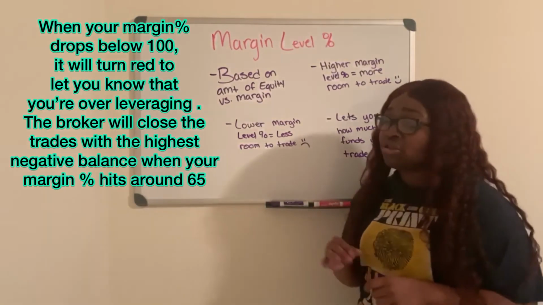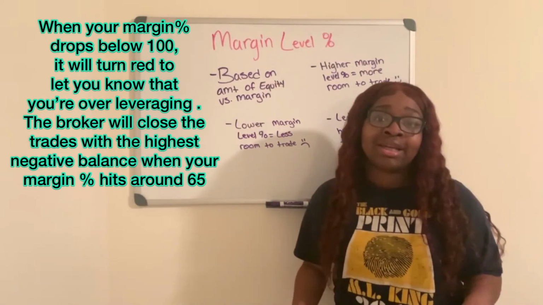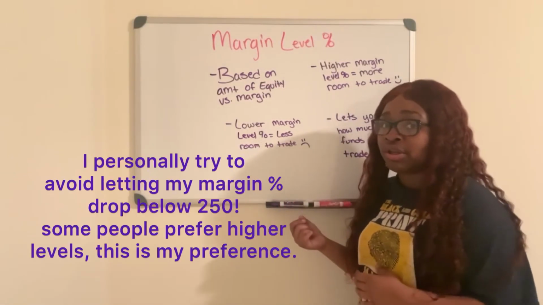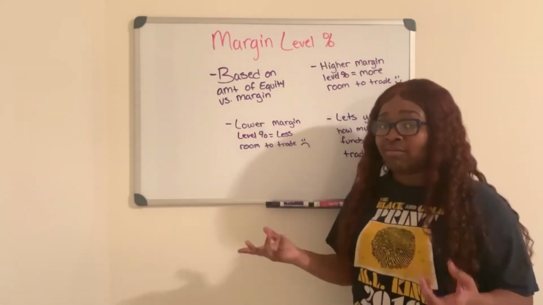Once your margin level starts getting under like 100, then you'll really have to watch, and you can't enter any more trades. At that point, your broker is going to start taking you out of trades because you're over leveraging, which means you're using more money than your broker is actually giving you to trade with.